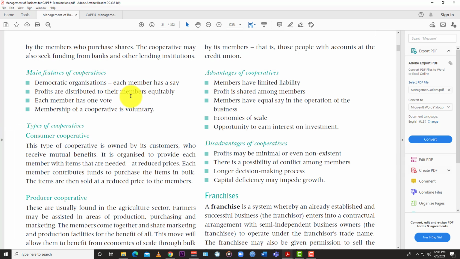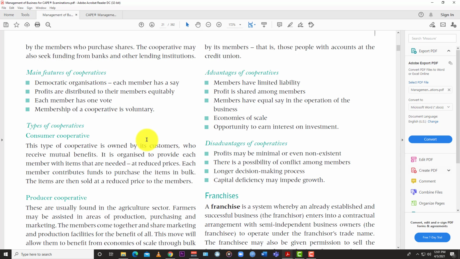Profits are distributed to their members equitably. So they're saying that everybody gets profits on an equal basis. So just straight across the board. Right, so profits are distributed to their members equitably, meaning it's going to be proportional to the percentage of shares that you own. Based on how many shares you own, you're going to get that amount across the board. So somebody with fewer shares is not going to get more profit than somebody with more shares, right?